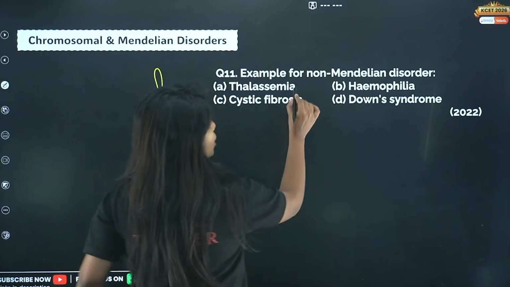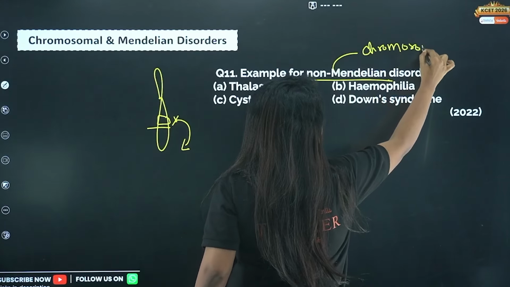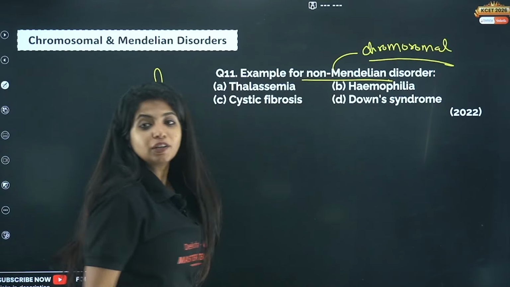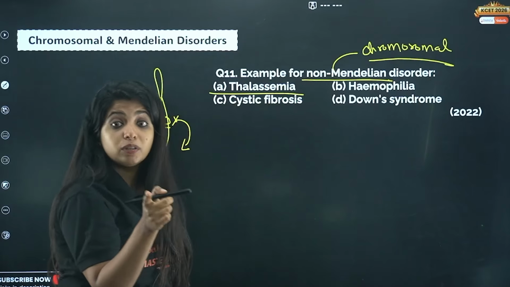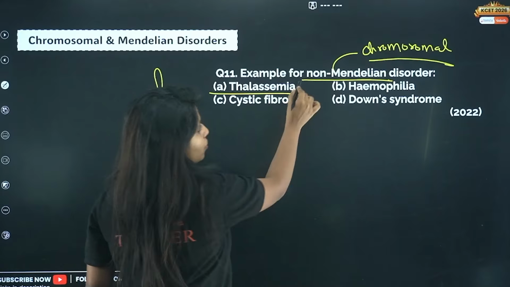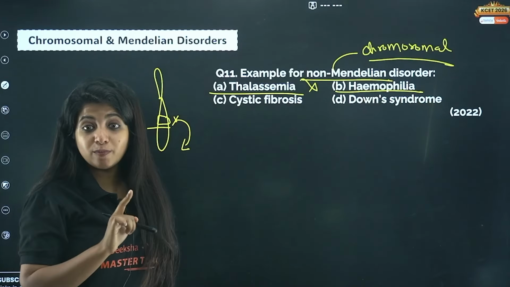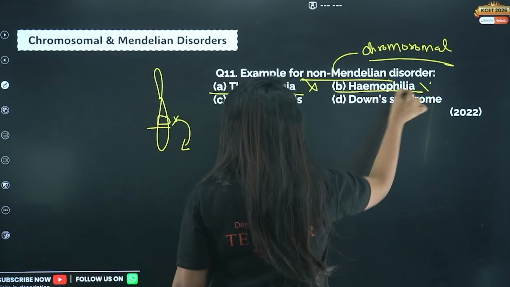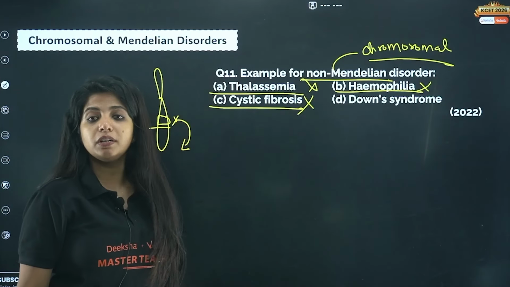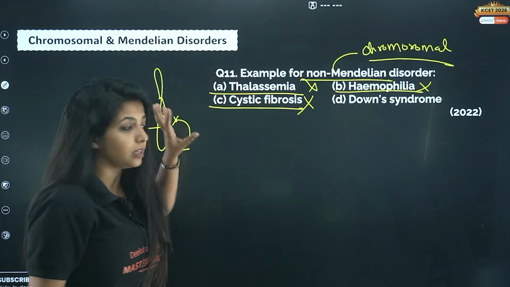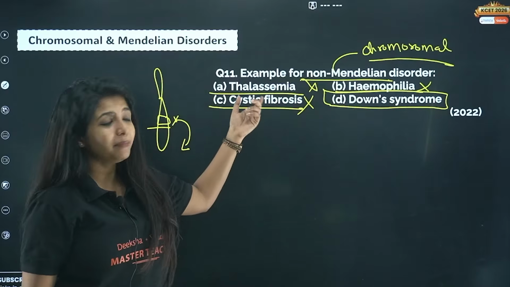So over here you are asked for an example of non-Mendelian disorder. That means you are basically asked about chromosomal disorders, indirectly. So what are the chromosomal disorders? Thalassemia? No, it has something to do with the genes, the alpha globin gene and the beta globin gene. Wrong. Hemophilia, again the gene is on the X chromosome. So this is also wrong. Cystic fibrosis is also an autosomal disorder. That means it has to do with the genes only. Down syndrome.